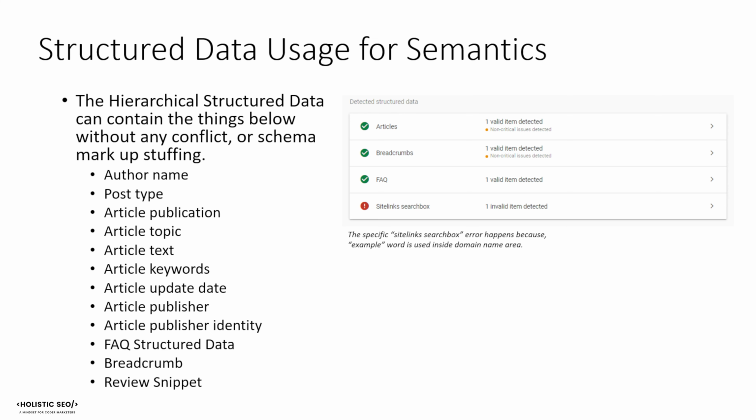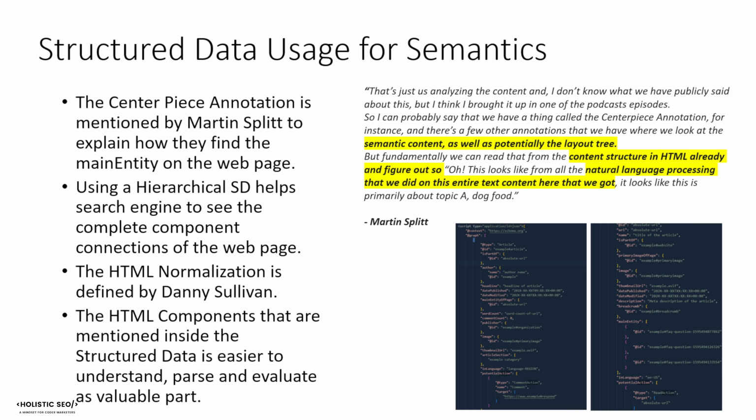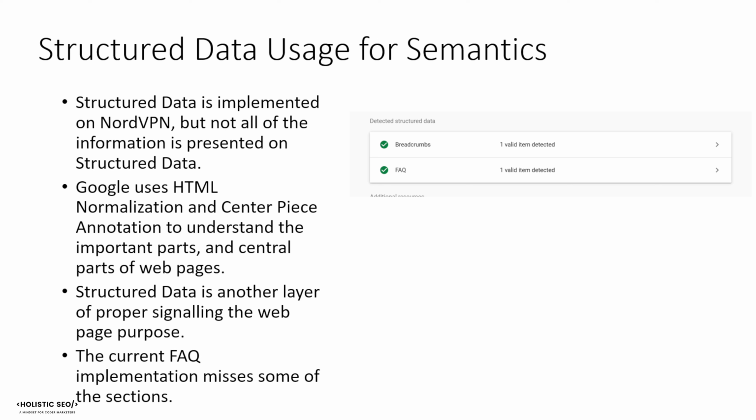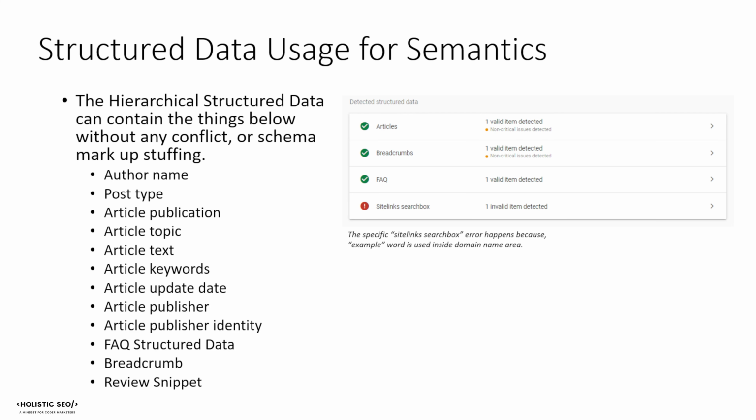Yes. Okay. So in this case, it is easy to use this type of structured data, because instead of just using FAQ for only a section of your main content, we can use a hierarchically optimized content piece. Inside this structured data, we can give author name, post type, article publication, publisher, keywords, text, topic, and also update date, FAQ structured data, breadcrumbs, and even a review snippet.